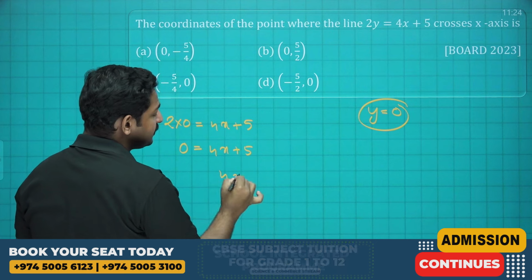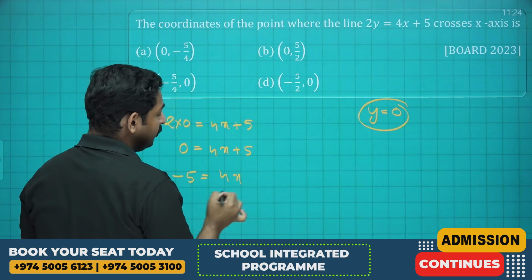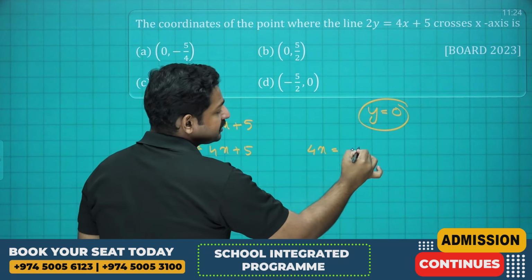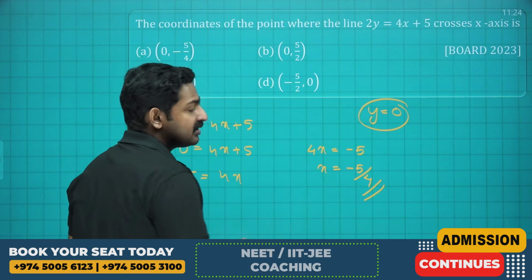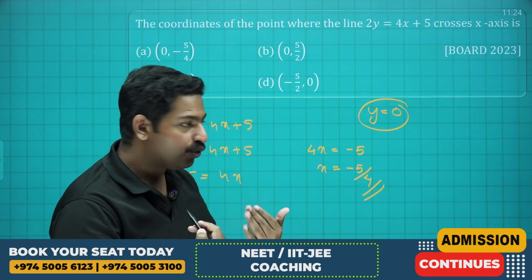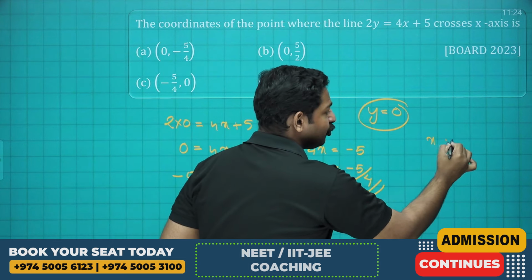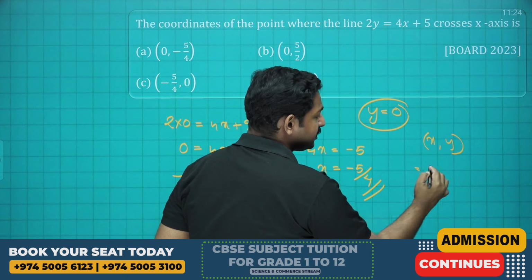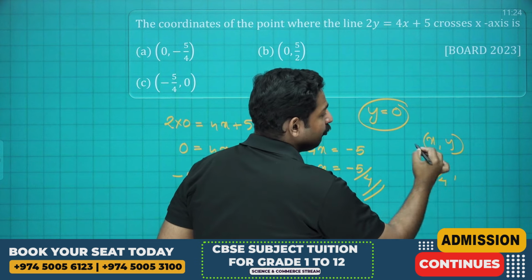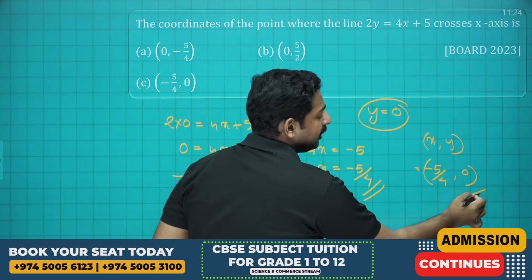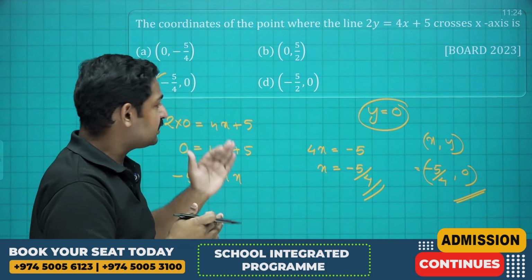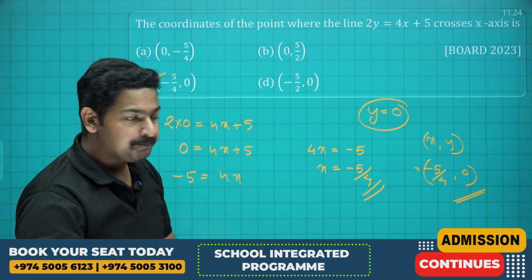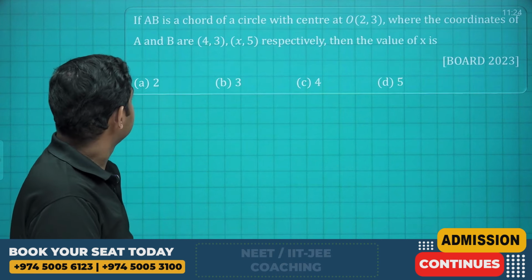You will be getting 4x is equal to minus 5. If 4x is equal to minus 5, then the value of x is equal to minus 5 by 4. Then the point will be x comma y, which is equal to x is minus 5 by 4 comma y is 0. So minus 5 by 4 comma 0 is the answer, and which is the correct option? Option C is the correct option. Okay, moving to the next one.